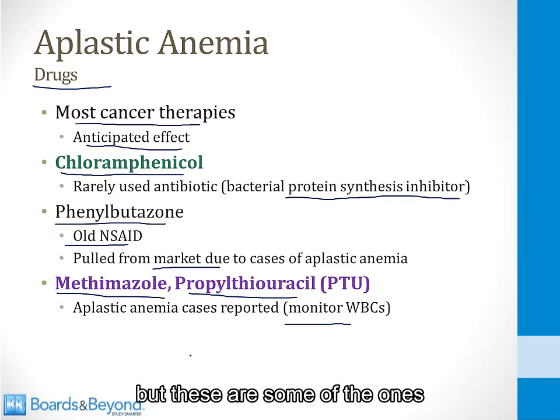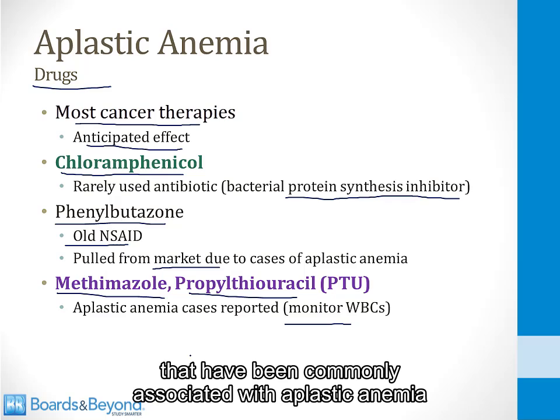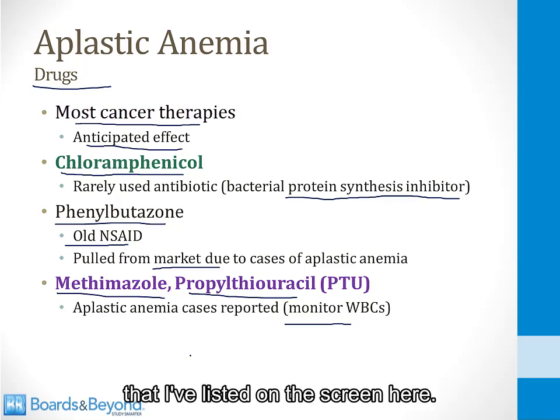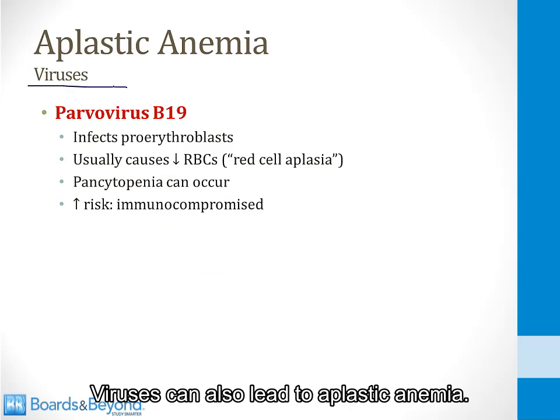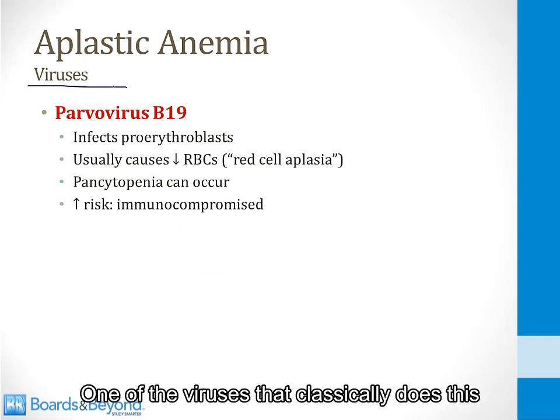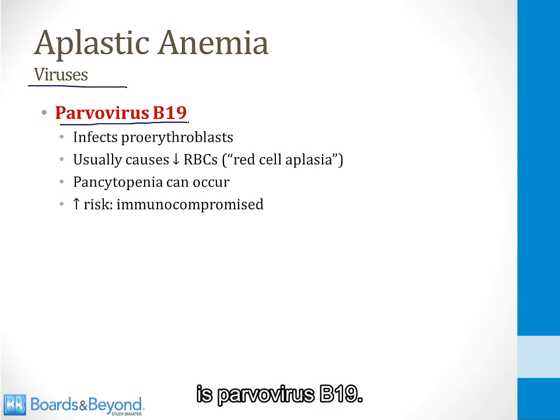There are others, but these are some of the ones that have been commonly associated with aplastic anemia that I've listed on the screen here. Viruses can also lead to aplastic anemia. One of the viruses that classically does this is parvovirus B19.